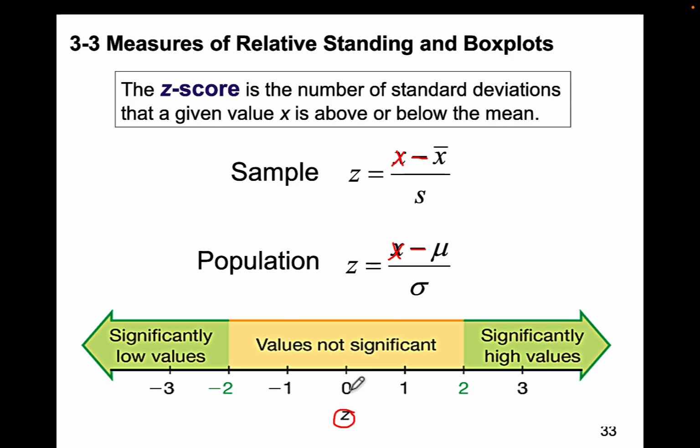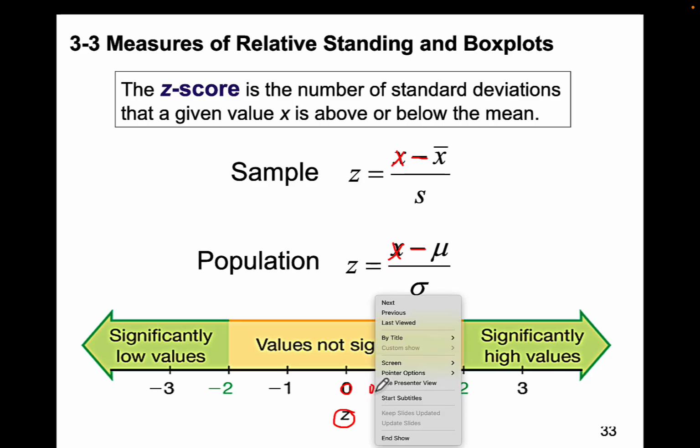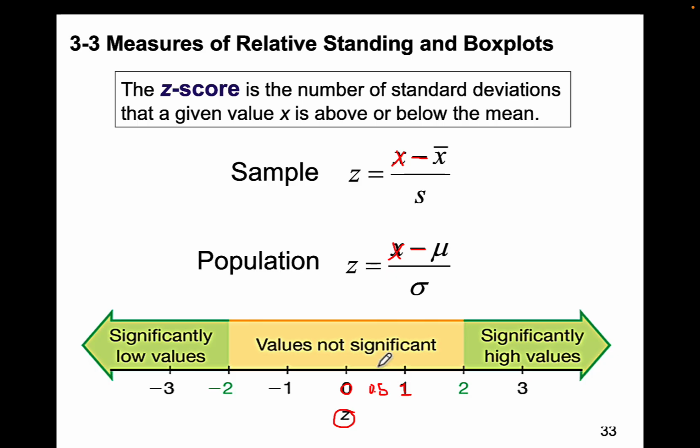Z-scores are 0. Headed this direction, we can have a Z-score of 1. It doesn't have to be whole numbers. It can be in between as well. We can have a Z-score of 0.5. We can have a Z-score of 2. And that Z-score of 2 is actually our cutoff for our usual range.